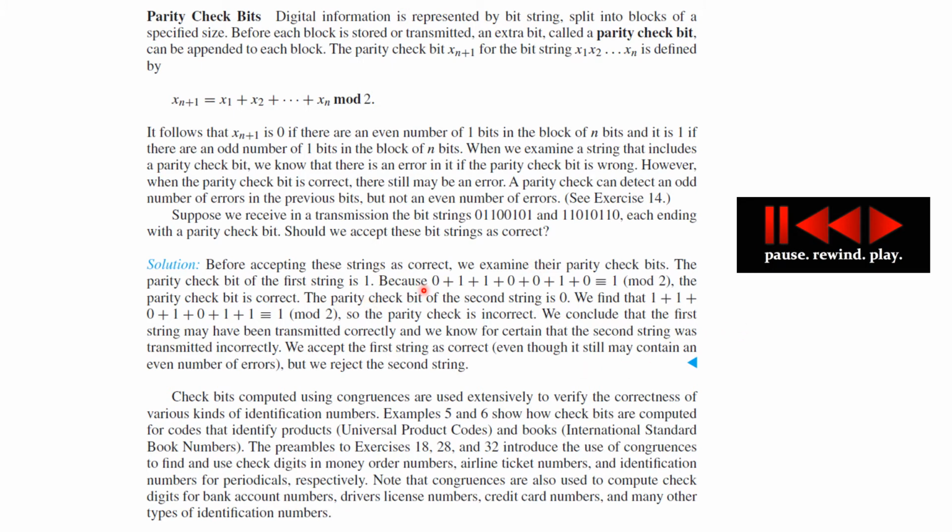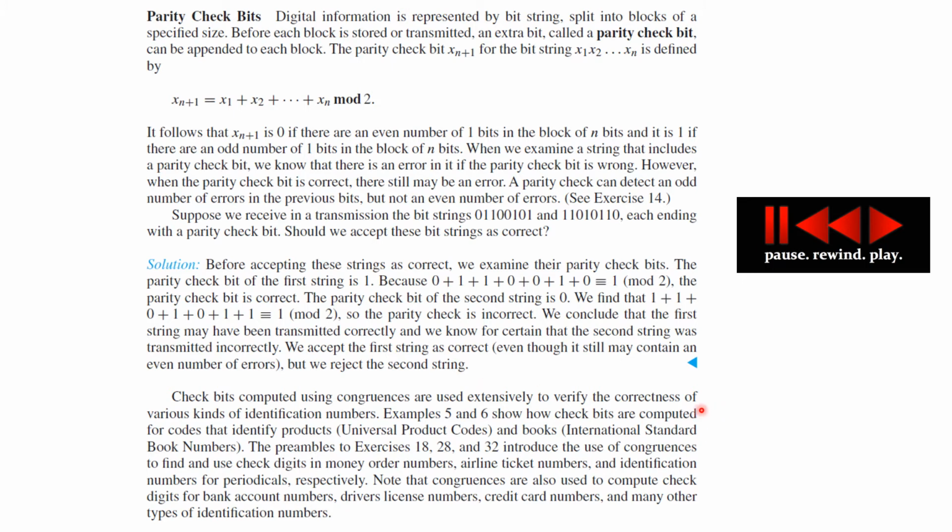Okay, let's see how you did. We use the parity check bit, and here we find that this was congruent to 1 mod 2. The parity check bit is correct, and so that means that we should think that that's correct. We conclude the first string has been transmitted correctly, and the second string is rejected.